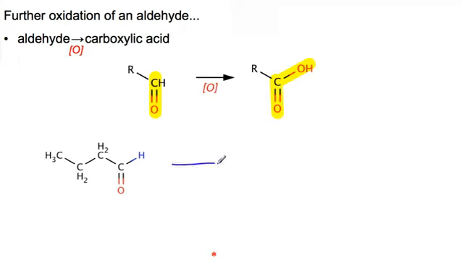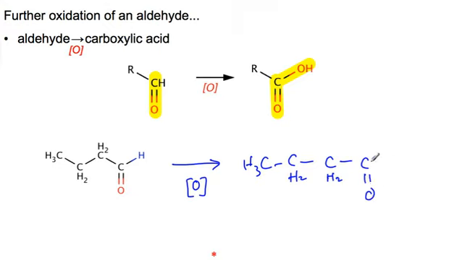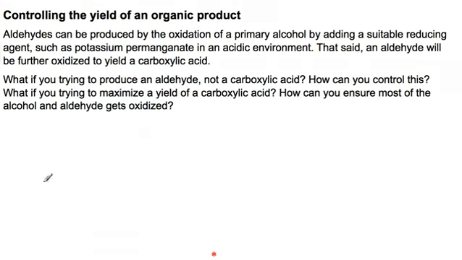So in my example here, again, in the presence of an oxidizing agent, I take butanal. There's my carbonyl group of butanal, and now I add the hydroxyl group, OH, and so I produce butanoic acid. So an aldehyde gets oxidized to a carboxylic acid.